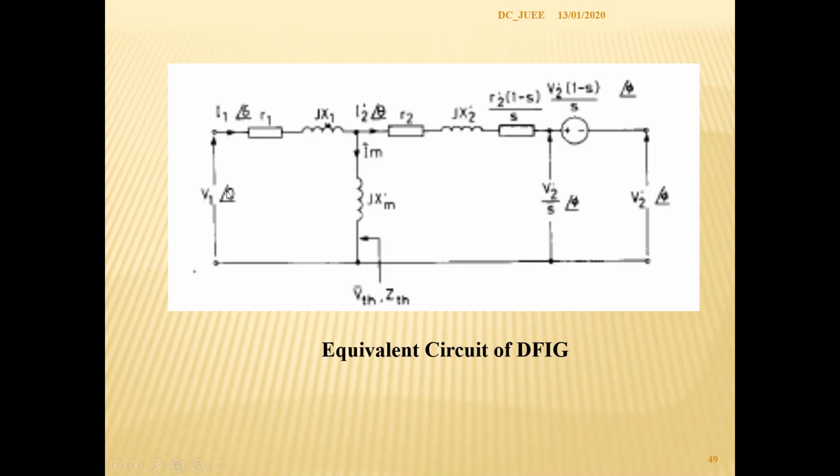Concentration is required. What is the air gap power? Air gap power means the power crossing the air gap from one side to the other; for generating, power crossing from the rotor side to the stator side. So air gap power is actually 3I2 square R2 by S.